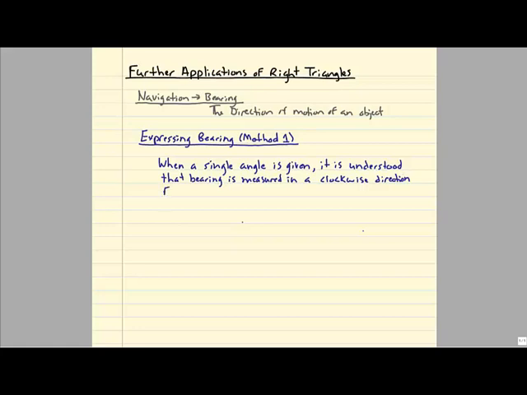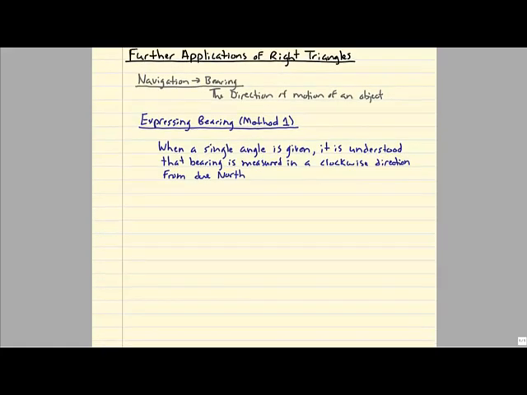So what we do is we draw a vertical line, and the top of that would be due north. And then we measure from there in a clockwise direction. So this doesn't actually always end up looking like a triangle per se, but usually after we draw this out, we can get a triangle out of it. But right away it might not look like a triangle type of problem.